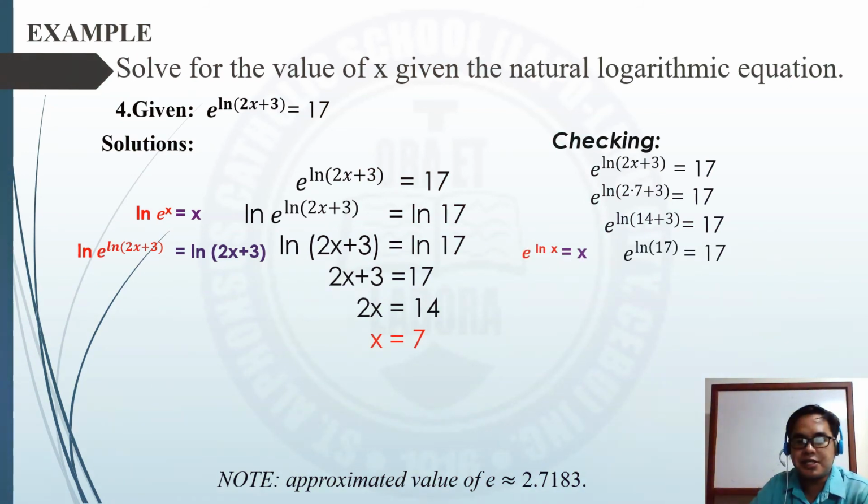Now, we have this indication that for every e raised to ln of x is equal to x, which is the first property of the natural logarithm. So if we have e raised to ln of 17, then it is equal to 17. So meaning to say 17 is equal to 17. That makes our equation a correct mathematical statement, a true mathematical statement.